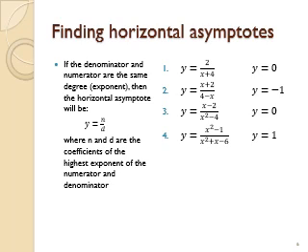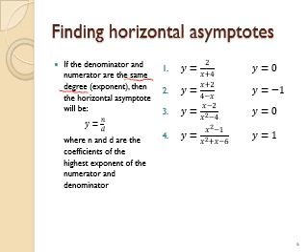Here's the next rule. This one's a little more complicated. It says if the denominator and the numerator have the same degree, then the asymptote will be y equals n over d. N and d are the coefficients of the numerator and the denominator. So that's a lot to digest. Let's see if we can break it down. First, let's focus on: do you have the same degree? That's the first thing we have to worry about.